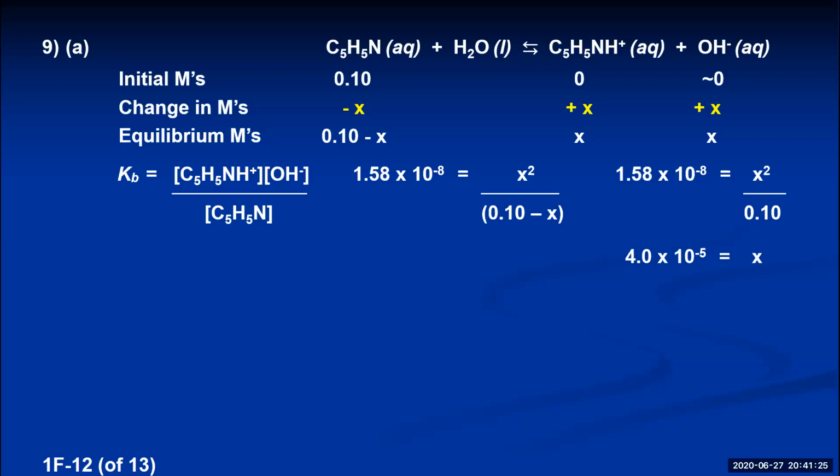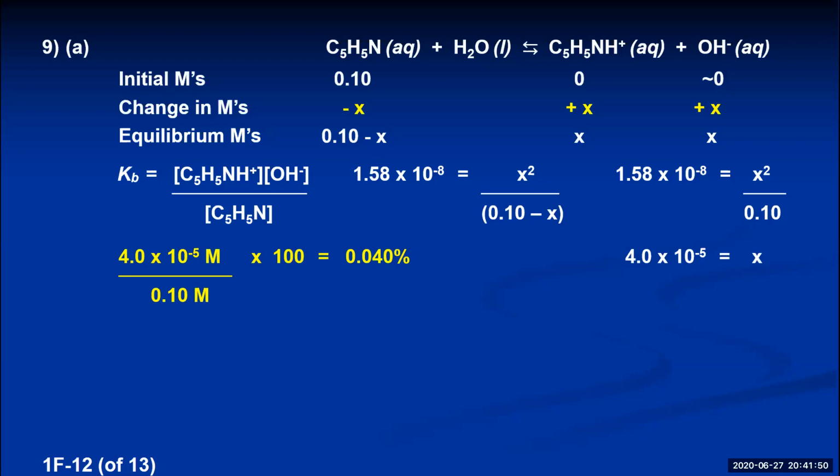And if you want to verify that that was a good assumption and that this x value must be small, must be less than 5% of the original pyridine concentration, you take the value for x, divide it by the original amount, multiply by 100, and you verify it's less than 5%, and this is way less than 5%, so this was a good assumption. So that just means we can assume that x is 4.0 times 10 to the minus 5th.